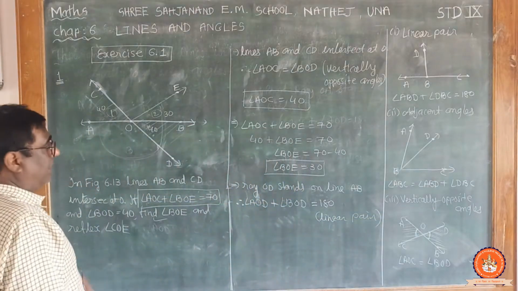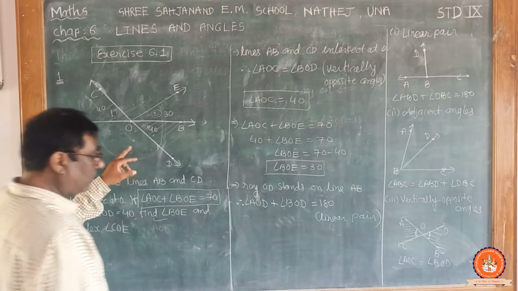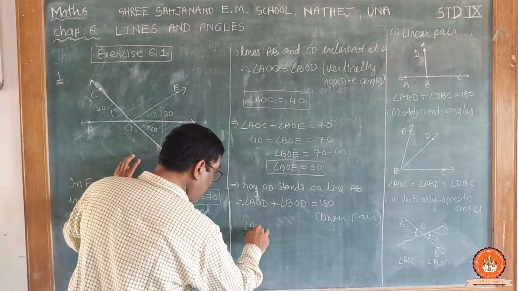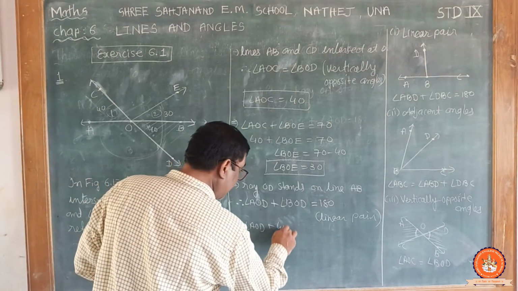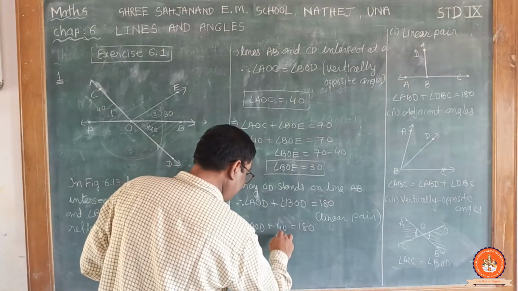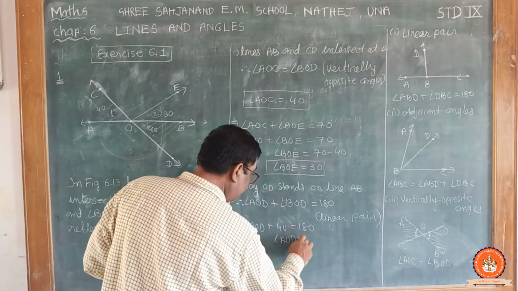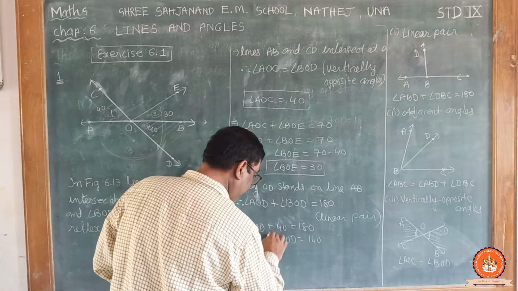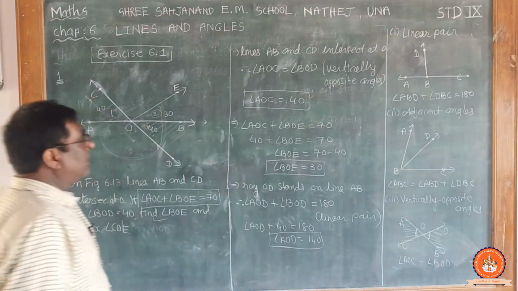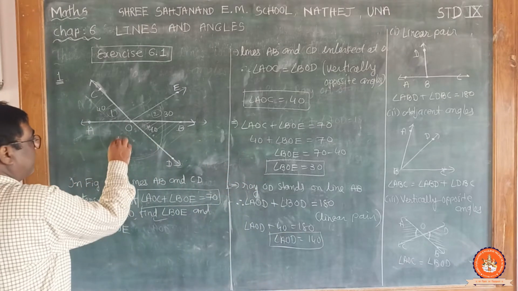Okay, so AOD we have to find out. AOD plus BOD, that is 40, is equal to 180. So AOD is equal to 180 minus 40, that is 140. Okay, now my friends, this is 140 degrees.